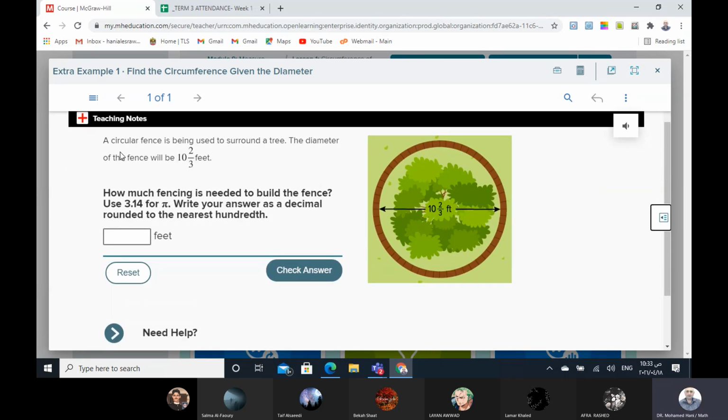Now, a circular fence is being used to surround a tree. The diameter of the fence will be 10 2/3 feet. As you see here, we have a circle, and here we have the diameter, 10 2/3 feet. How much fencing is needed to build the fence? Use 3.14 for pi. Write your answer as a decimal, rounded to the nearest hundredth. We know the diameter, and I want all of you to find the circumference. Please try and tell me your answer.